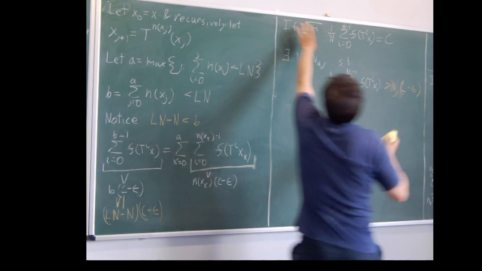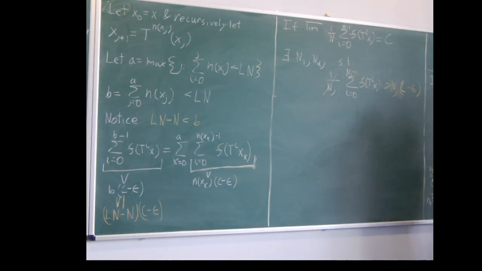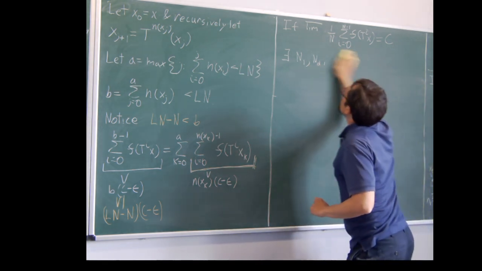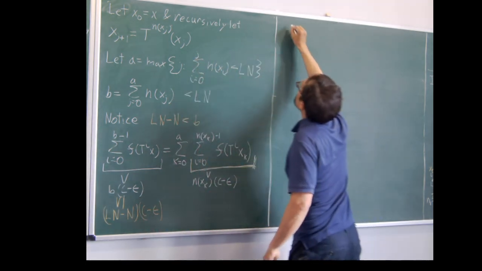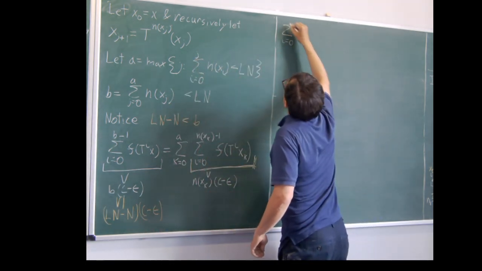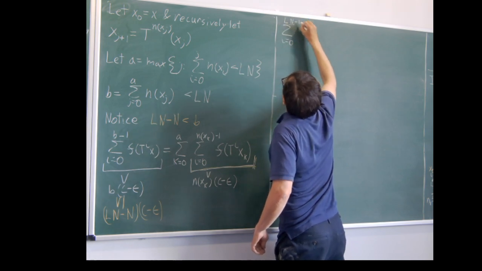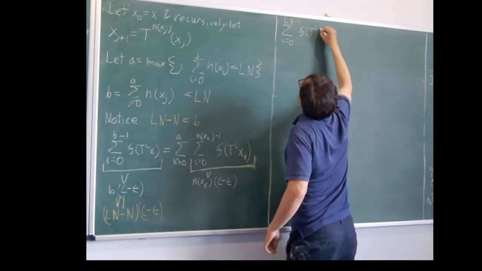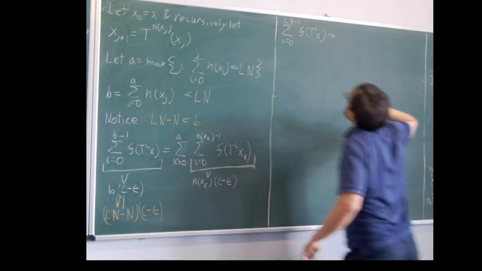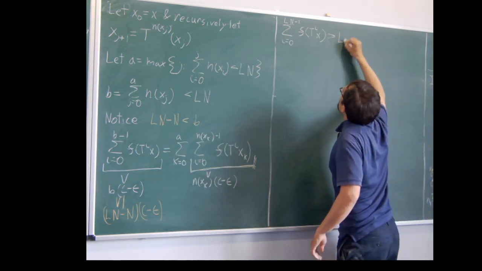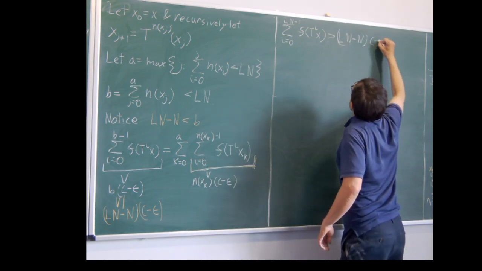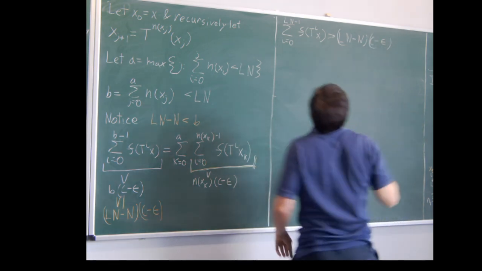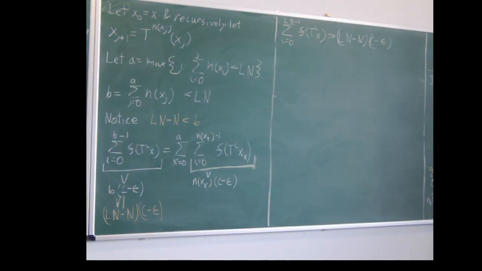Is it okay if I erase this scratch work where I talked about the lim sups and almost attaining them and multiplied through on the other side? Great. Okay, so now what we have is the summation from i equals 0 to ln minus 1 of f of T to the i of x is greater than ln minus n times c minus epsilon. Everybody happy about this?